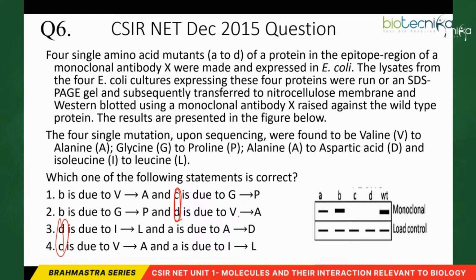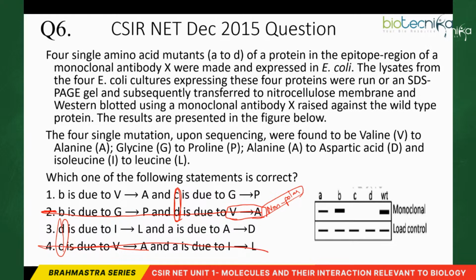Okay, so one is valine to alanine. Now, valine and alanine are both non-polar amino acids. So if both are non-polar, if you change from valine to alanine, there won't be much of a difference in the protein structure, especially the folding part. We know in folding, non-polar amino acids are buried inside, polar amino acids are outside. So not much change. So that means 2 cannot be the answer. Okay. Similarly, here also C is valine to alanine. Even 4 cannot be the answer.